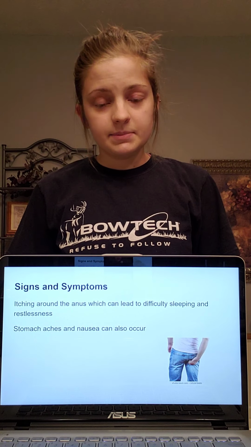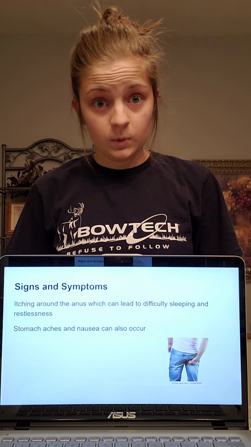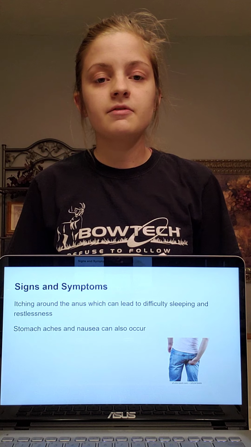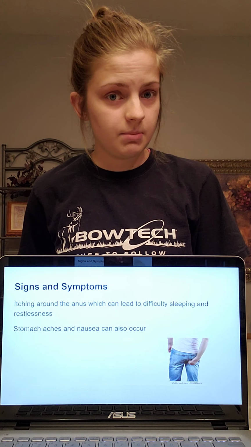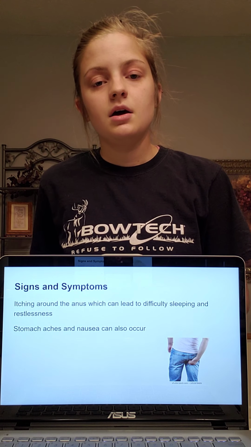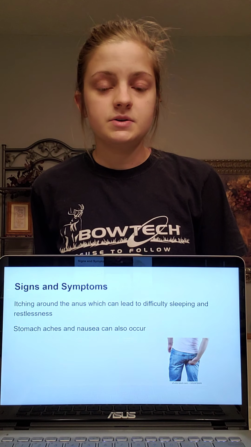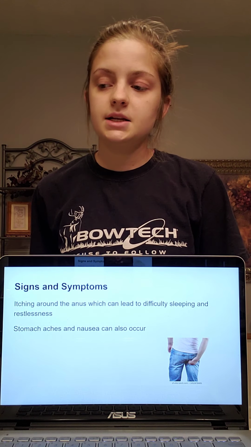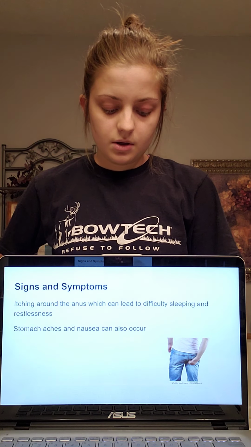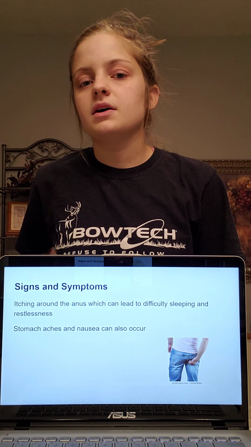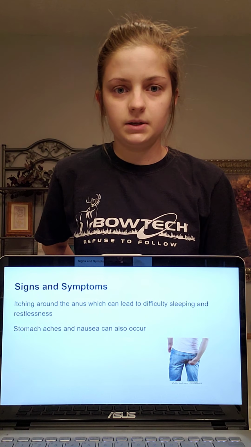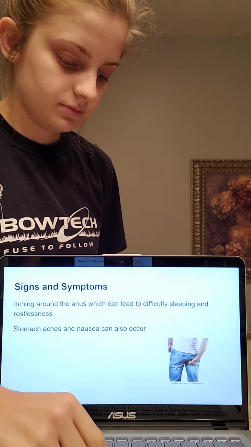Some signs and symptoms are very minimal. The only real thing that we see is itching around the anus area from the eggs, which comes from the female traveling outside of your anus and laying the eggs while you're sleeping. The eggs stay on through the day, and you just itch and itch. Stomach aches and nausea are also common, but not as prevalent with this disease.